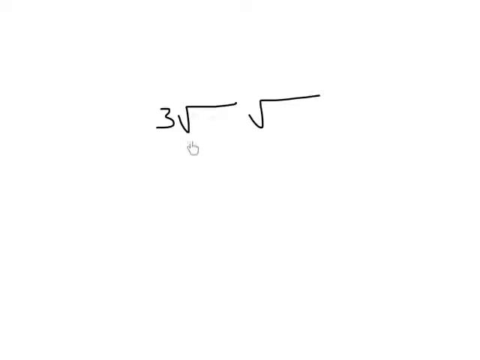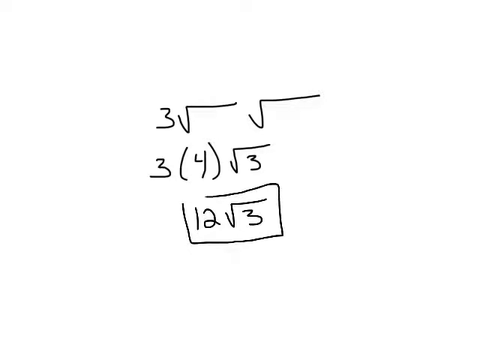Then you take the square root of 16, because 16 is a perfect square. So I still have my coefficient of 3. The square root of 16 is 4, and you have your radical 3. Then what you do is you multiply the coefficients together. So my final answer is 12 radical 3. That's how you simplify a radical.